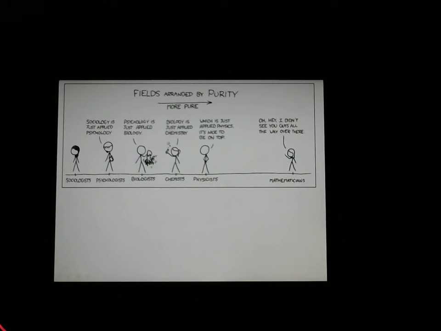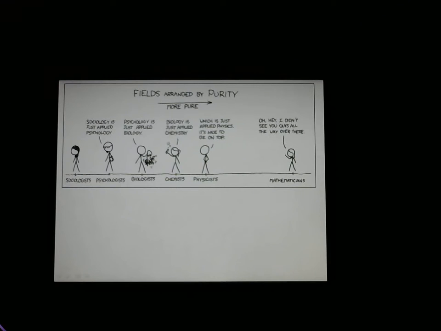And here's a little comic I like to whip out every now and then. Sociology is the study of societies, and psychology is the study of a person. Biology is the study of life, and chemistry is the study of atoms and molecules and how they do reactions with each other. And then physics is the study of all these things, and atoms are just part of that. But then we've got the mathematicians all over here, because they're quite abstract.